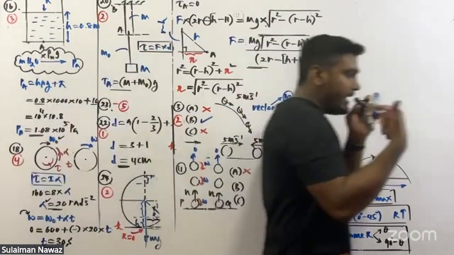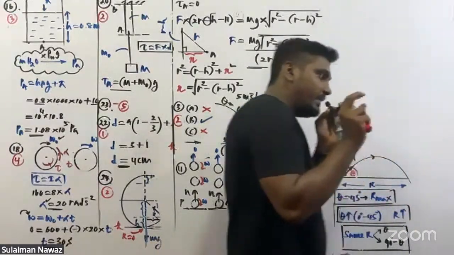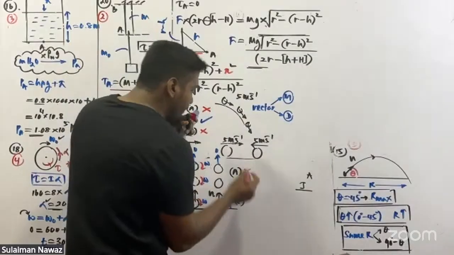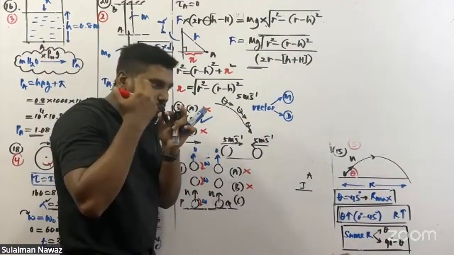But statement B says the kinetic energy of P and Q are zero at the highest point. Wrong. Statement B is also wrong. Nice questions, so you can improve your knowledge.